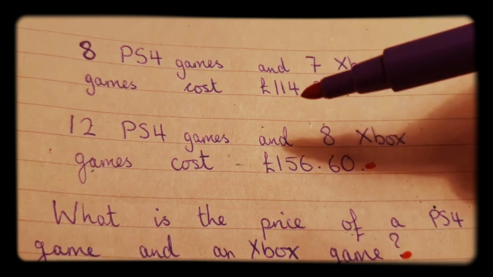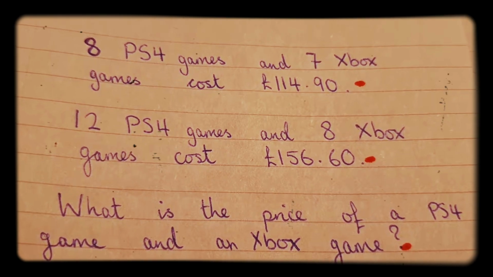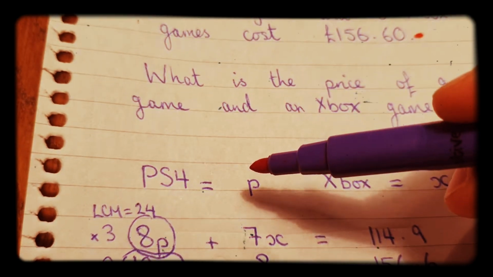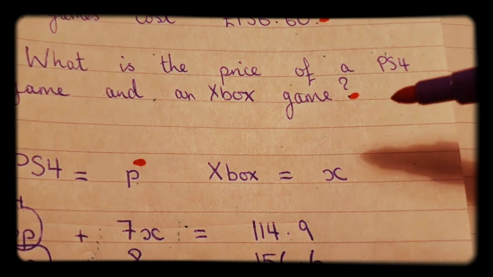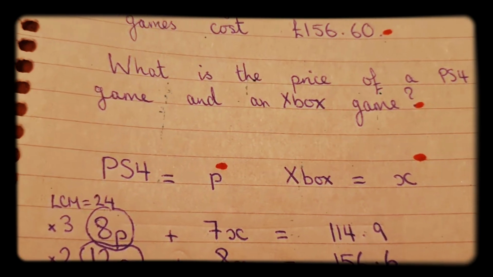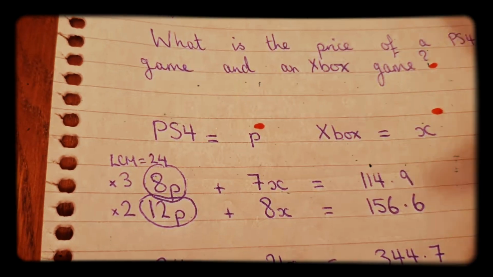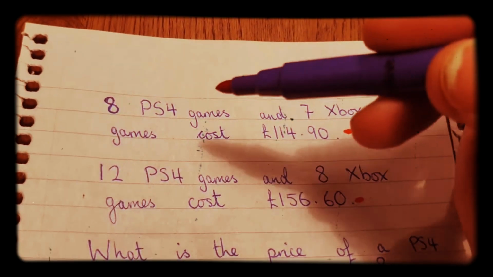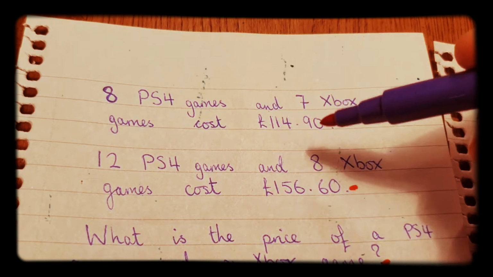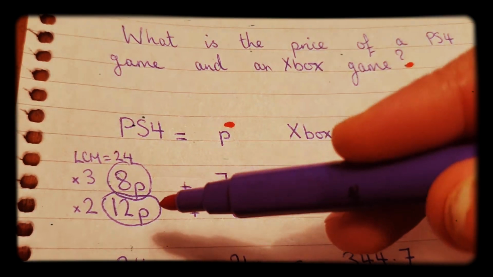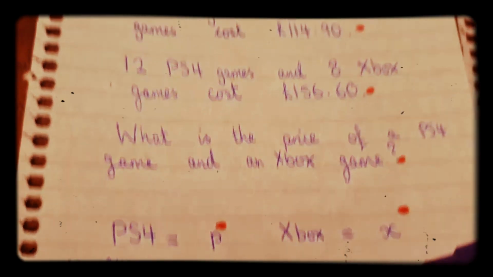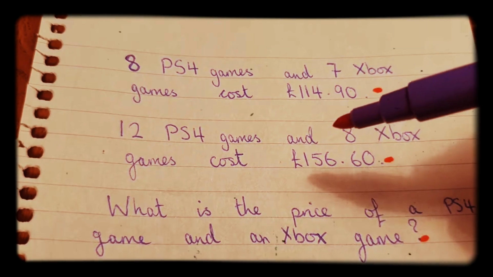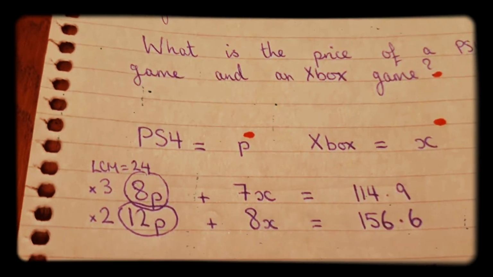So we need to translate that information into maths, and I'm about to do that now. So let's call the PS4 games P. Let's call the Xbox games X. Makes sense, right? So 8p plus 7x equals 114.9. So that's the 8 PS4 games, 7 Xbox games, £114.90. And 12p plus 8x equals 156.6. So that's the 12 PS4 games and the 8 Xbox games, £156.60.